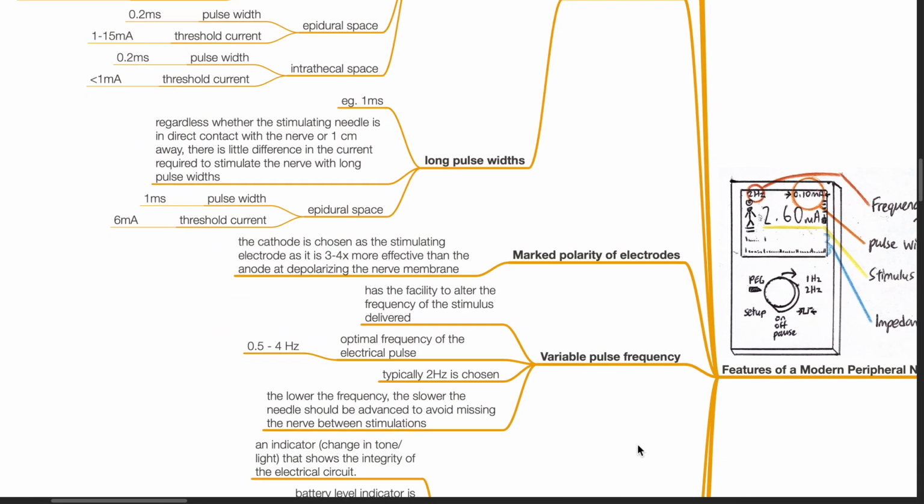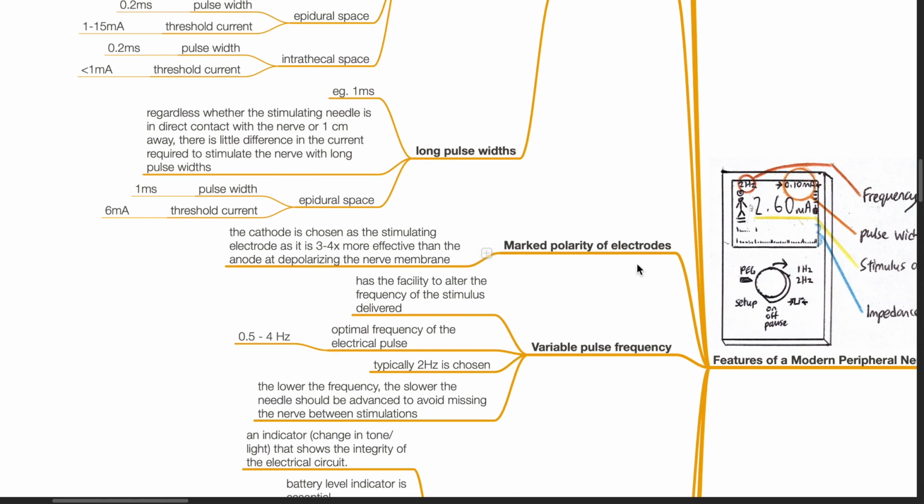There is marked polarity of electrodes. The cathode is chosen as the stimulating electrode as it is 3 to 4 times more effective than the anode at depolarizing the nerve membrane.